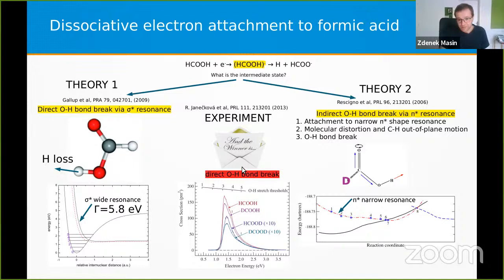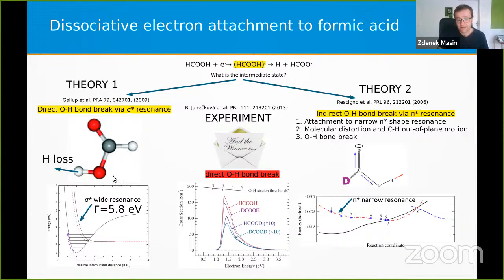Well, you deuterate this carbon position here, which prevents the out of plane motion that's necessary in the theory of Resigno to take place. So if you deuterate it, this out of plane motion is much slower because deuterium is much heavier. And you see that indeed the experiment shows that if you deuterate on this carbon position, the dissociative electron attachment cross section is virtually unchanged. So indeed, there is very little distortion in the molecular geometry and the process is direct.